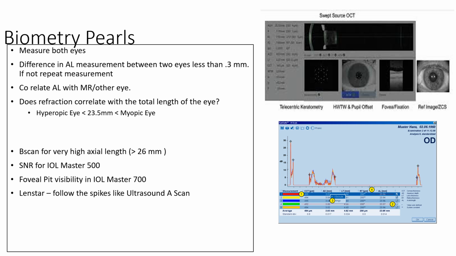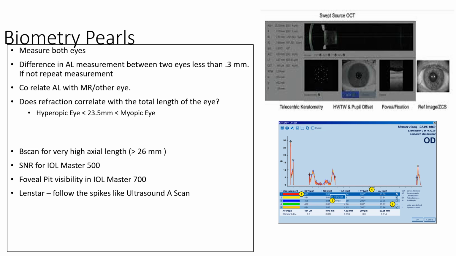We should also, wherever possible and available, correlate the axial length with subjective refraction. Does the refraction correlate with the total length of the eye? For example, you see a hyperopic patient in class, wearing +2. But in the axial length, you find quite a high axial length, say 25 millimeters. This does not correlate very well. So it is very important for us to see why the axial length is not correlating with the subjective refraction.